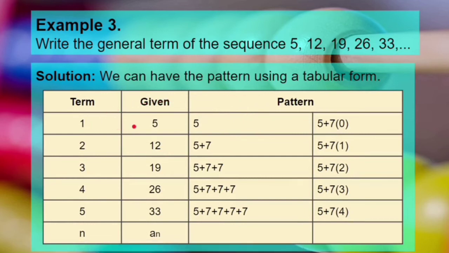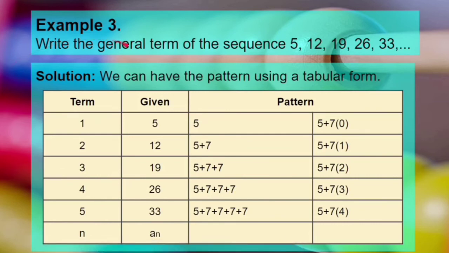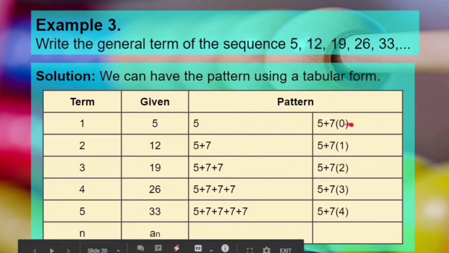So for the first term, we have 5, second term 12 up to fifth term 33, and n is our a sub n. So we always have this row for the nth term since we are looking for the general term. For the first term, we have here only 5. To obtain the second term, we add 7. And then, add another 7 for the third term, and so on. So if you will notice, we have a repetition of addition. So we can express this as multiplication.